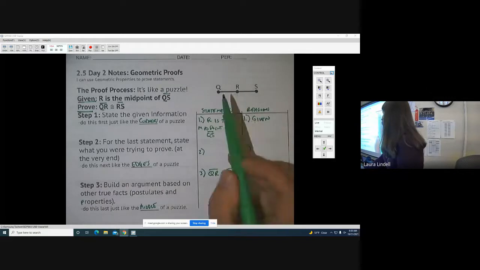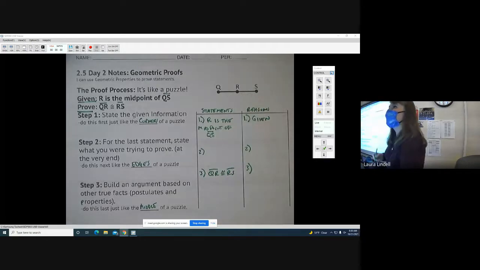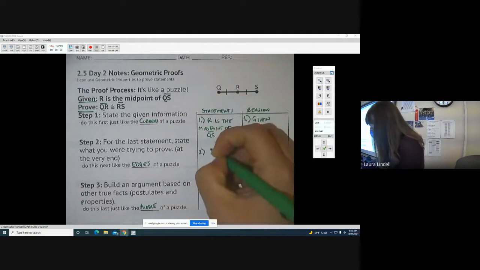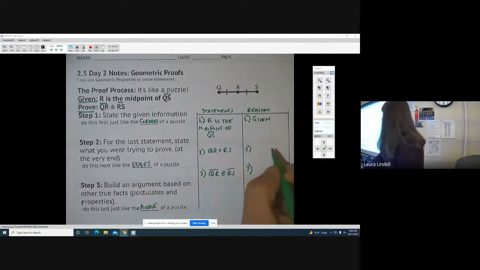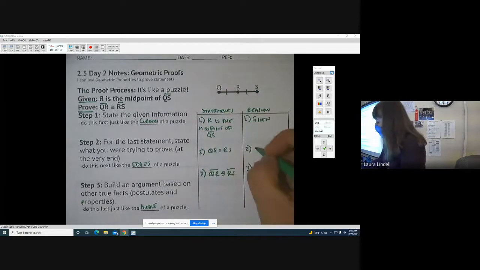So what does that tell me up here in my picture? If R is the midpoint, what do I know about these two pieces? Yeah, Olivia. That QR is equal to RS. Yeah, QR is equal to RS, and that's actually going to be step 2. And my reason for that is just the definition of a midpoint. Just like we had yesterday on our homework, when we saw a situation like this, our reason for it was definition of midpoint.